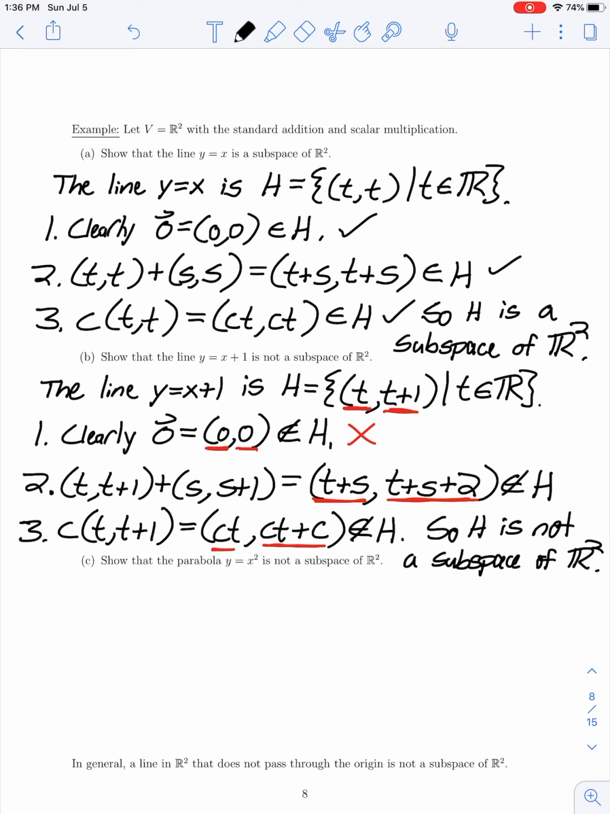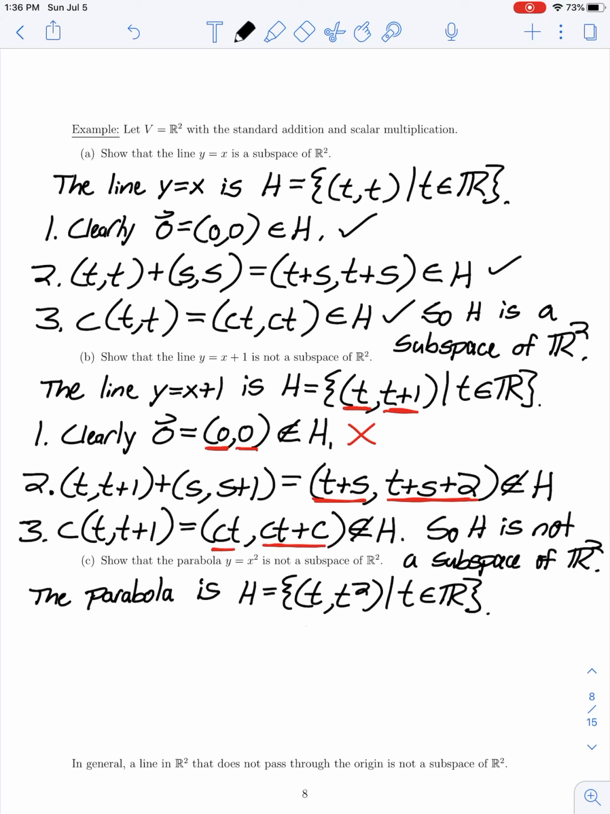So in part C, we have a similar problem. We're supposed to show that the parabola y equals x squared is not a subspace of the real plane. So let's think about how this parabola is defined in terms of vectors. So here, the parabola would be the set H consisting of all points of the form (t, t²). So x could be any real number I want, and then the y-coordinate would have to be t squared, the square of whatever value we have for x, such that t is any real number.